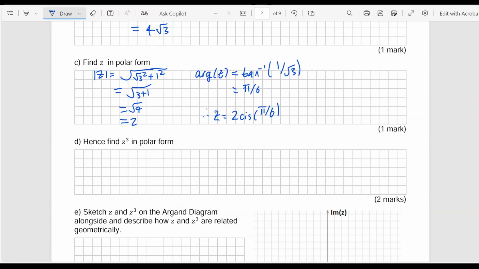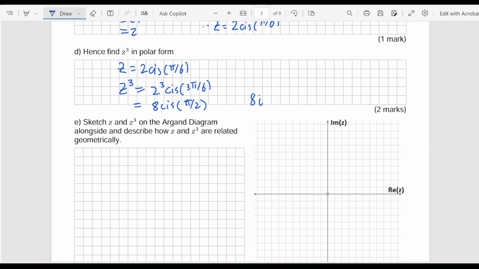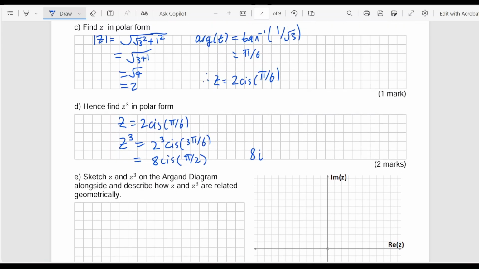Hence find z cubed. So z is 2 cis of pi over 6. z cubed is going to be 2 cubed cis of 3 pi over 6, which is 8 cis of pi over 2. Now I know it asked for it in polar form, but if you're curious, this is 8i in Cartesian form. Sketch z and z cubed.